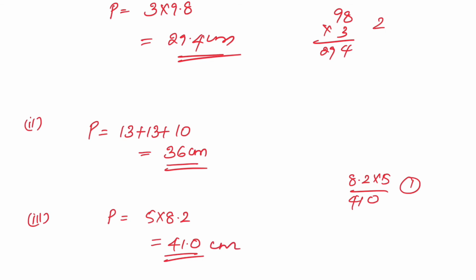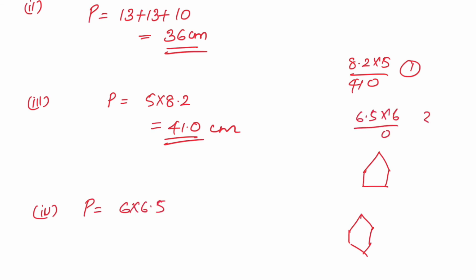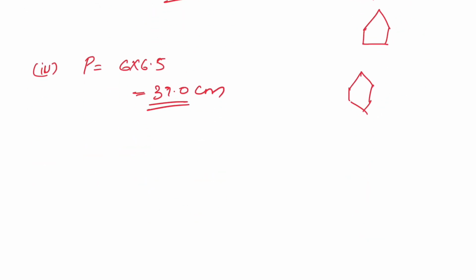Centimeter. So fourth one, you have a regular hexagon of 6.5 centimeter. Hexagon means, pentagon is this one, hexagon is where all the 6 sides are equal. Regular hexagon means that. So what will be the perimeter? 6 into 6.5. So you'll get 39.0.